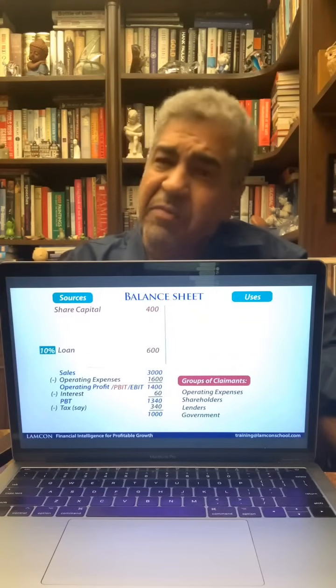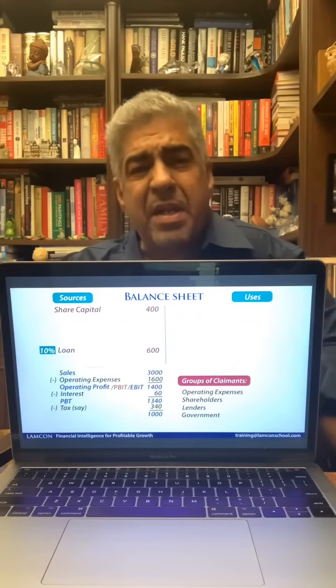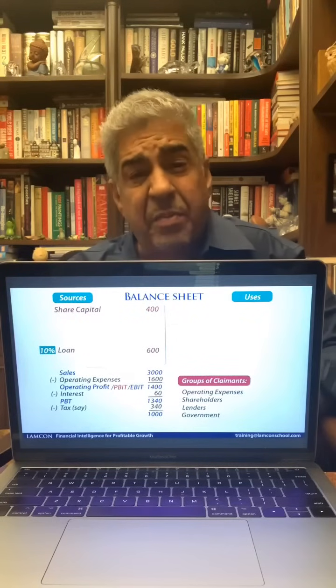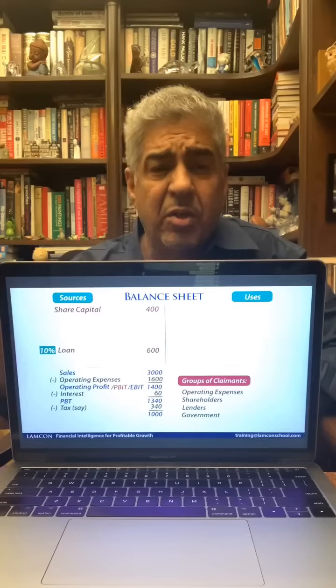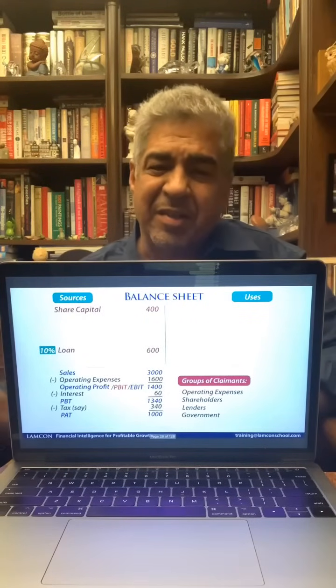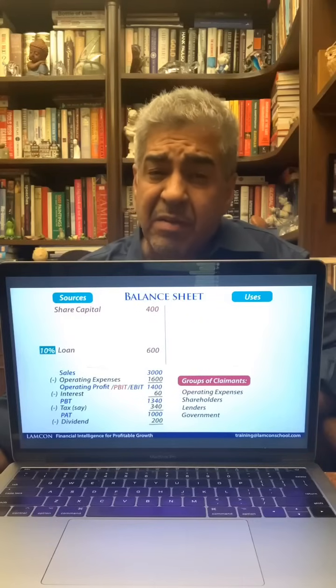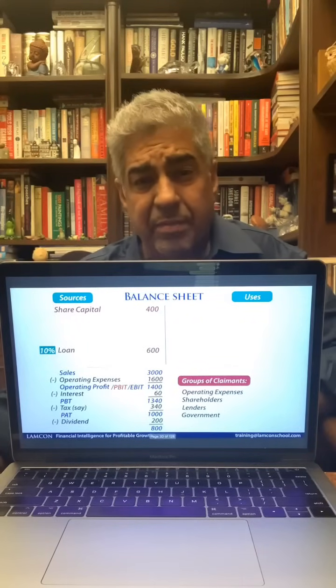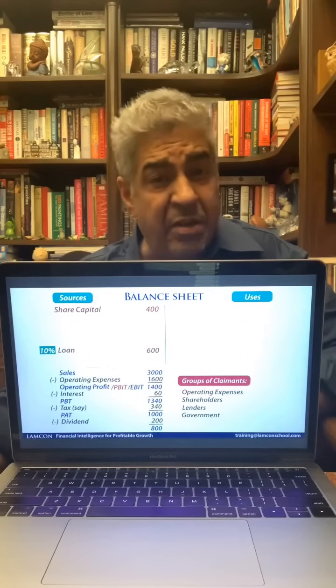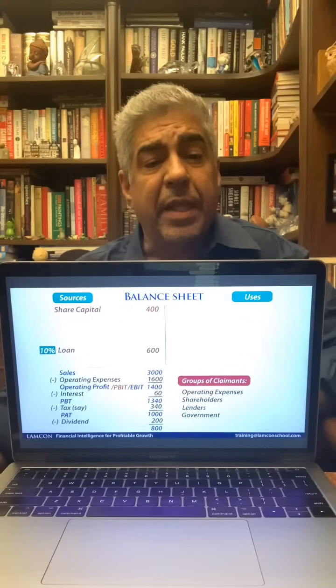50%? Give me 50%. How much money has Manish invested in this company? 400 crores. How much is 50% of 400 crores? 200. 50% of 400, not 1,000. You give him 200 crores. How much is left now? 800 crores. Who does this belong to? Who does this 800 crores belong to? Can I see some answers?